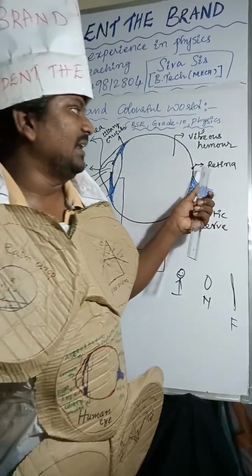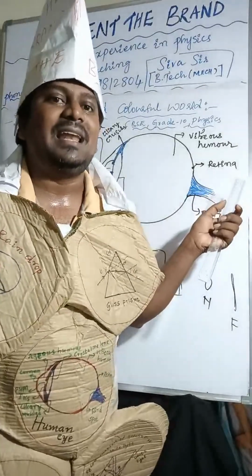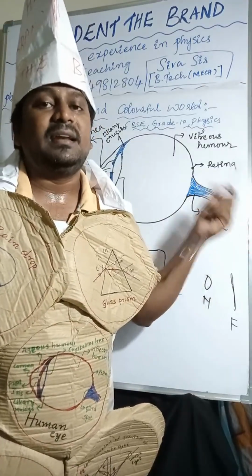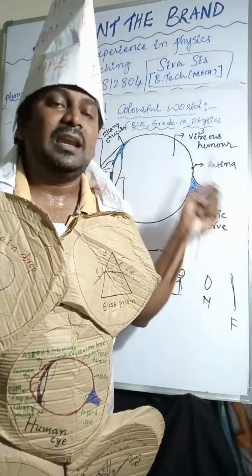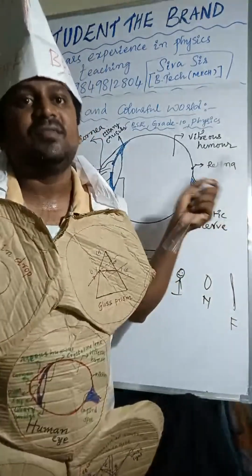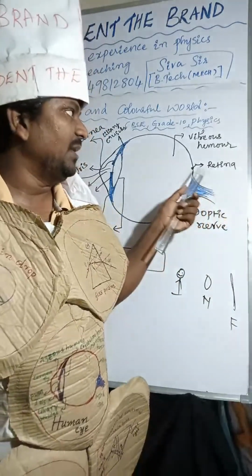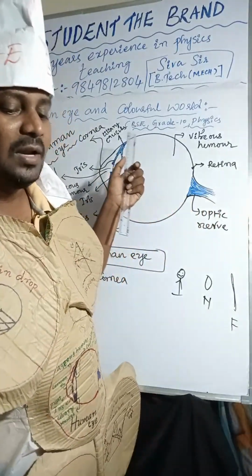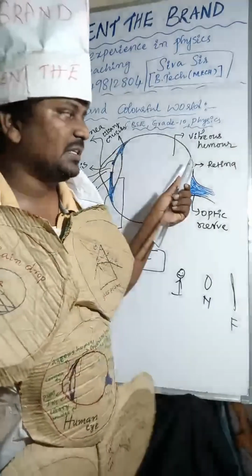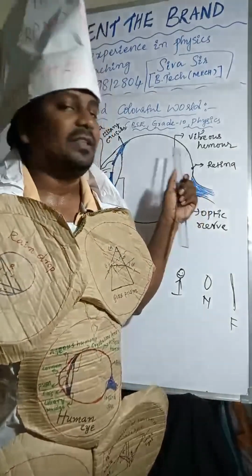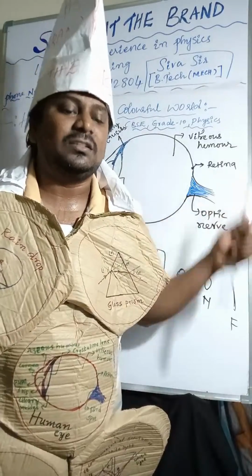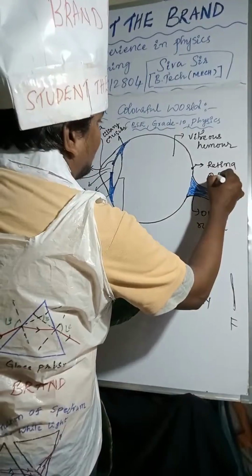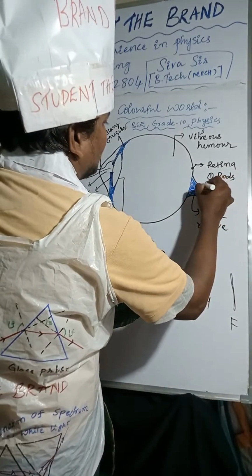And coming to the retina. Retina is a light sensitive screen, where light rays will meet. So at the retina there are two light sensitive cells, rods and cones. The first one is rods and the second one is cones.